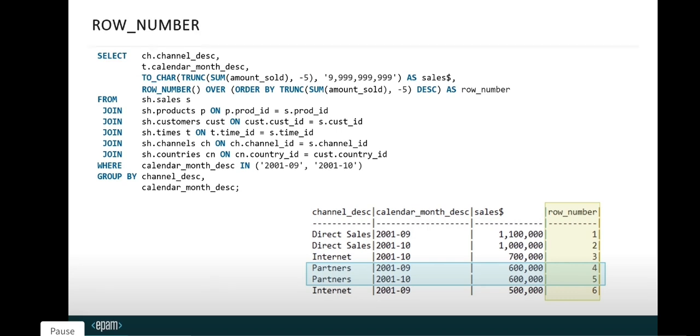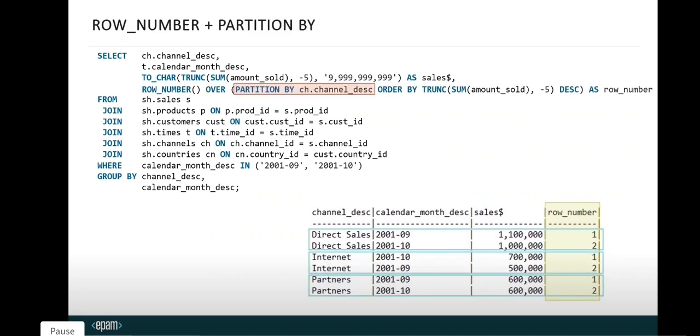Now let's rank the rows not within the entire dataset, but within a partition by channels. We see that the sales amounts were ranked within each channel. The same sales amounts refer to the same channel, and the ranking function returned different values.